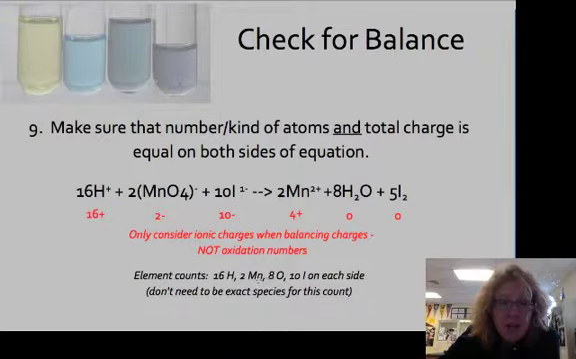Last thing, you've got to check to make sure that your element counts are the same on both sides. I've got 16 hydrogens on both sides, 2 manganese on both sides, 8 oxygens. Remember this 2 distributes across. It's a little bit of a weird one. And then 10 iodine atoms on each side.